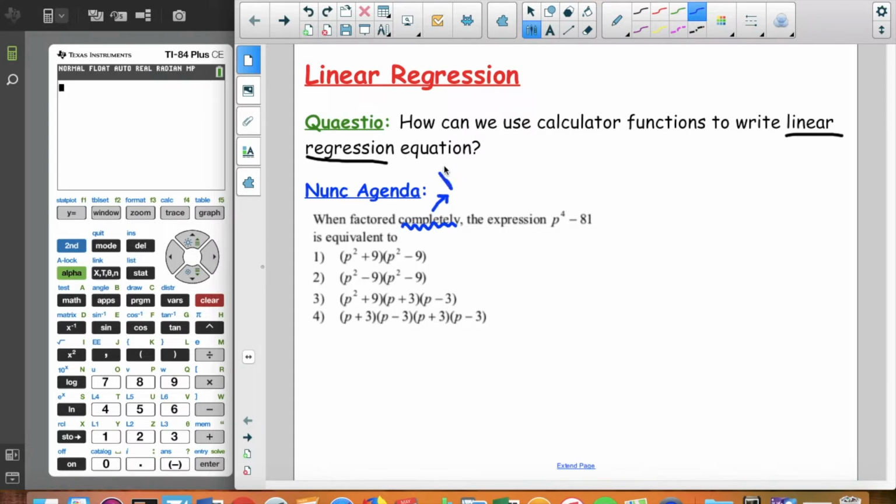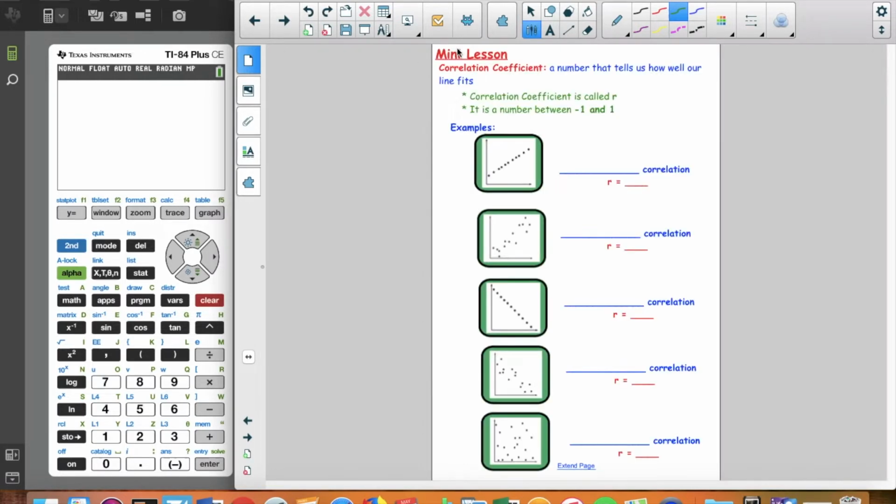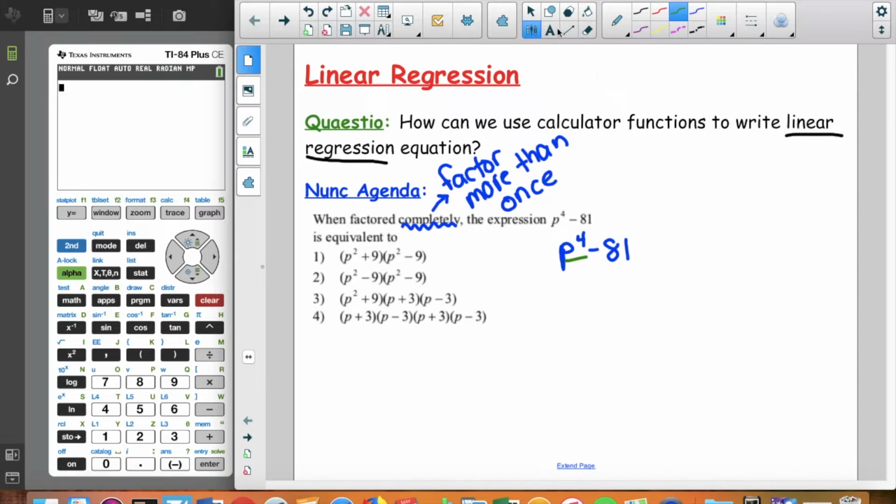So factor more than once. So I'm looking at my expression here. We have p to the fourth minus 81. So I notice that there are two terms, and we have perfect squares because 81 is a perfect square, and p to the fourth power, any even exponent is a perfect square. We also have subtraction in between, so that's everything that tells us we need to use difference of squares.